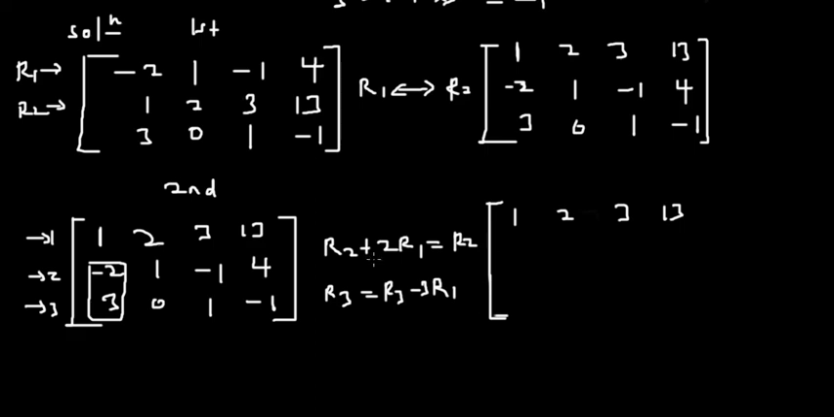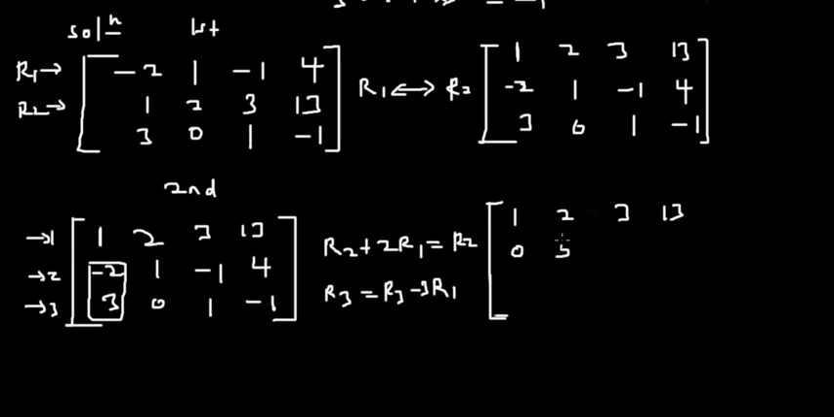So we have R2, which is minus 2, plus 2 times R1. So R2 equals R2 plus 2 times R1. Once you compute that, over here we have minus 2 plus 2 times 1, which is 0. So we have 0 over here, and then we have 1 plus 2 times 2, that's 5.